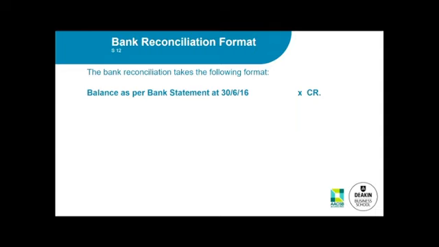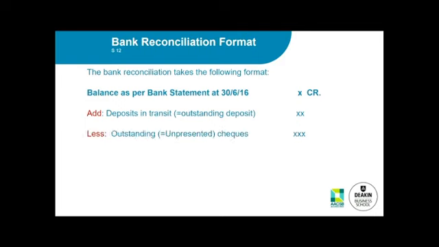What we have to do next is to update the bank statement with amounts that we do have in our cash payment and cash receipt journal, but the bank does not have, or not reflected in your bank statement. So we need to add back deposits that are in transit, or outstanding deposits that have not cleared with the bank yet, and then we have to deduct any outstanding checks that might be there.